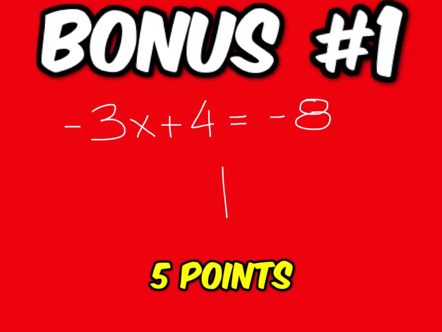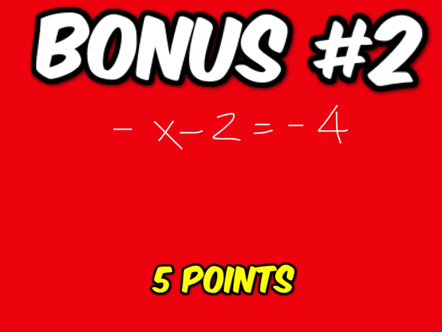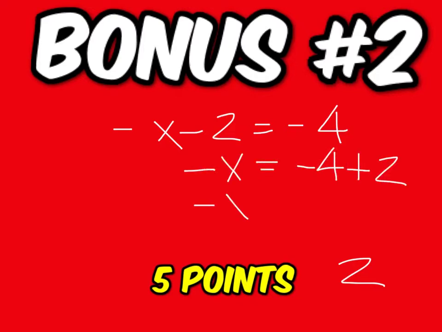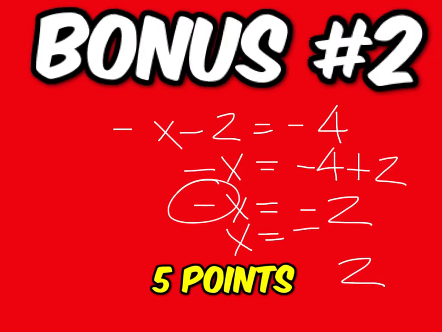Answer to the first bonus is 4. I'll take the first 7 on this one. The answer to this problem should be positive 2, and here's why. It's negative x equals negative 4 plus 2. Negative x equals negative 2 is not the answer. You divide negative 2 by this negative 1 to get a positive 2.